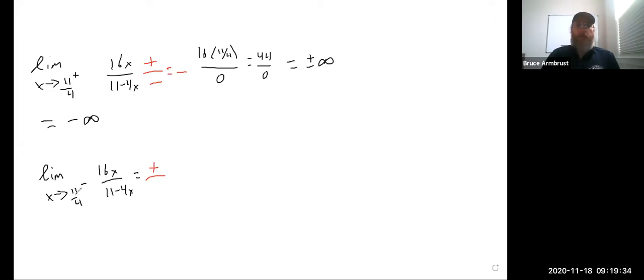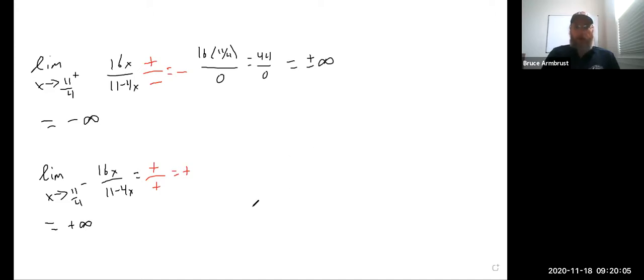Or sorry, 2.75. All right, so the top is positive. Now at the bottom, if I put in a number smaller than 11 fourths, like 2, I'm going to get a positive number. So in this case, I get plus over plus, which is positive. So that means I know that this one's going to go to positive infinity.